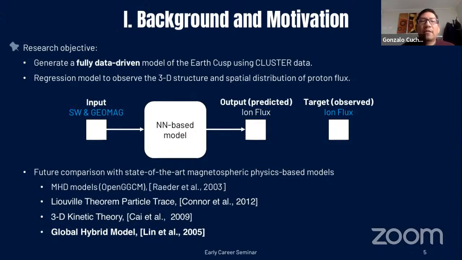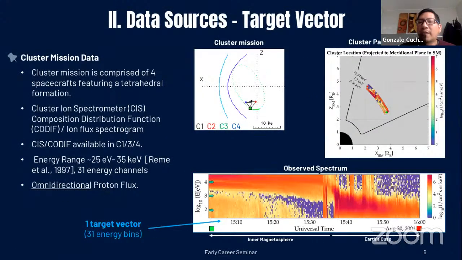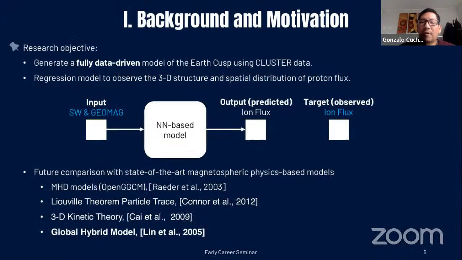The inputs we have selected as solar wind parameters as well as geomagnetic indexes, and it will predict ion flux in a given point in space. But also we need to have some information to train this neural network. That information is called the target, or the observed data, or the in situ measurements from Cluster, which is also ion flux. In the future, and this is not done here in this project, we plan to make comparisons with magnetospheric physics-based models. I have listed some of them here, and the reference explains much better each of them. Okay, for now, I'm going to explain what is the data that I've used for each of these components.